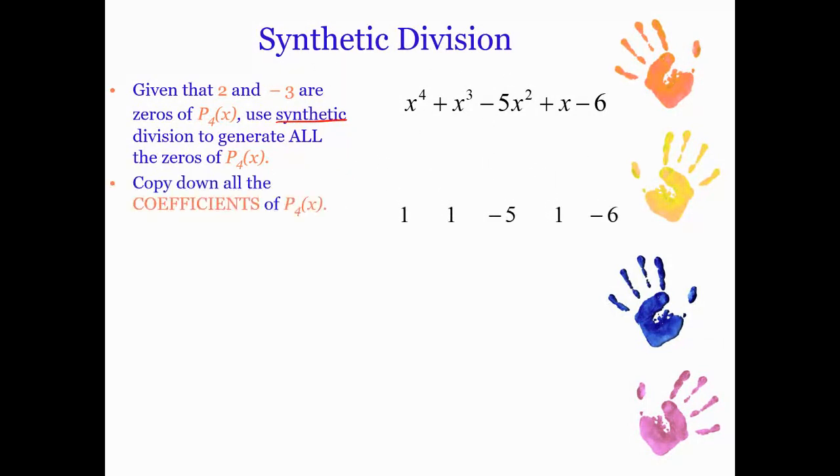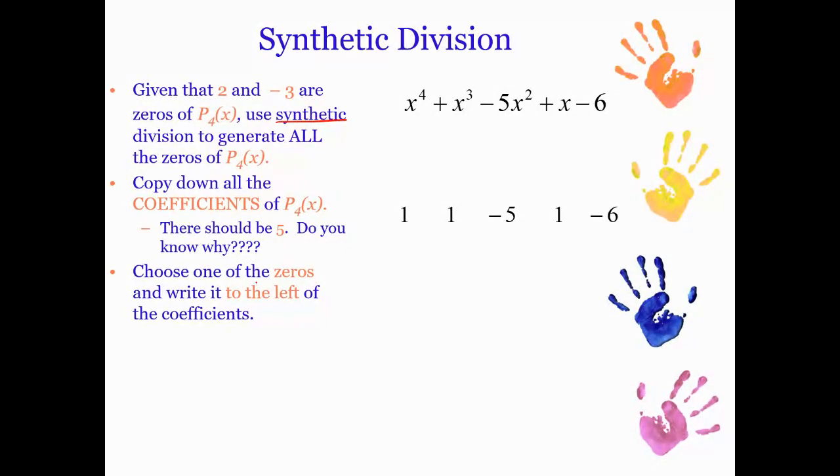We're going to copy down the coefficients, right? So I'm starting with the 4th degree: 1, 1, negative 5, 1, negative 6. If I was missing any, just like in that warm-up, I'm going to put a 0 in its place. I can't just drop it. There should be 5 because it's a 4th degree polynomial and there is a constant.